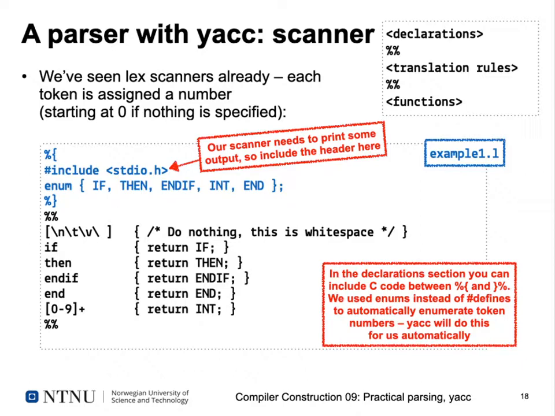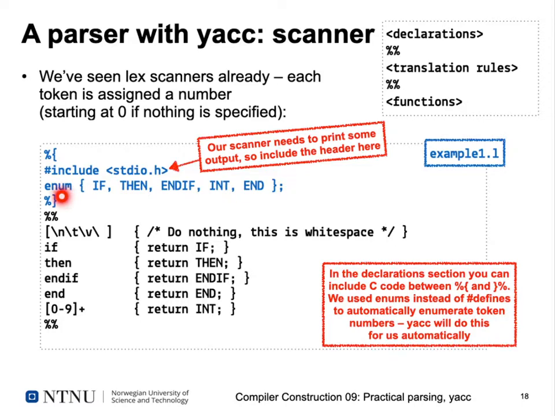What we do here, this strange notation of percent and curly bracket, means we want to include the following lines of C code literally, so they're just copied into the generated C source code file for your scanner. And we include the standard IO header because we might want to print out something later on in our scanner. And we declare an enum for the keywords of the language we want to recognize: if, then, and if, an int for declaring integers, and the end symbol. Then the corresponding percent and closing curly bracket indicates the end of our literal inclusion of C code.